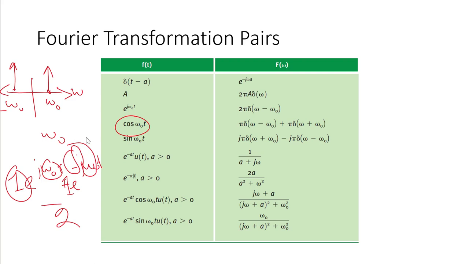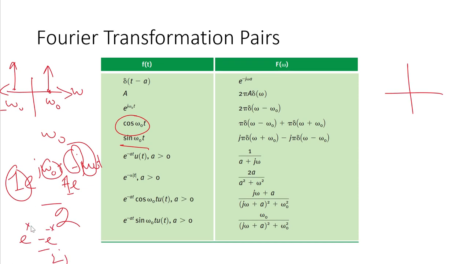What will happen with the sine term? The sine term will be e power j omega naught t minus e power minus j omega naught t, divided by 2j. So this thing is the same as for cos, but this one is inverted because there is a minus with it. So if we check here, it is minus and this is plus. This pi comes when you use these Fourier transform equations. So you just check there.